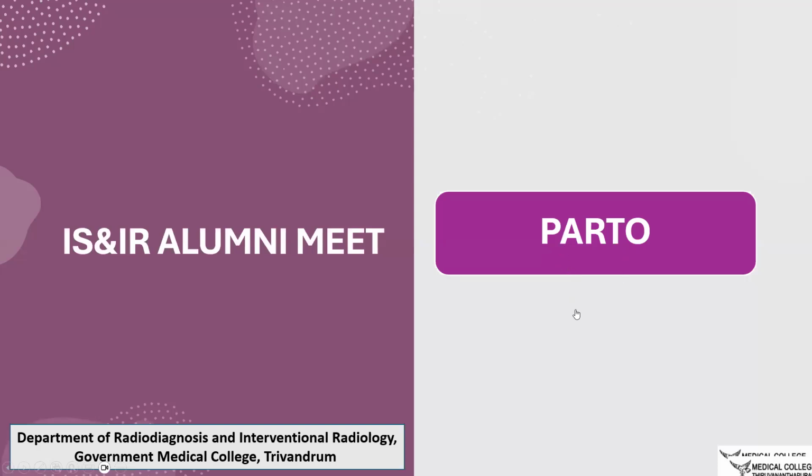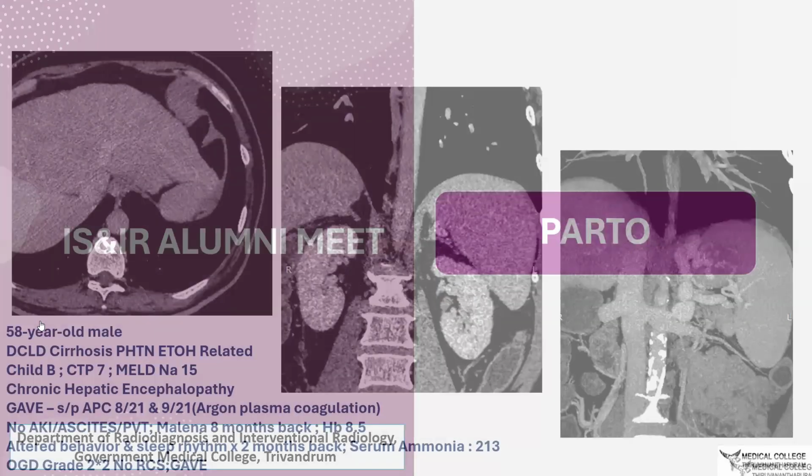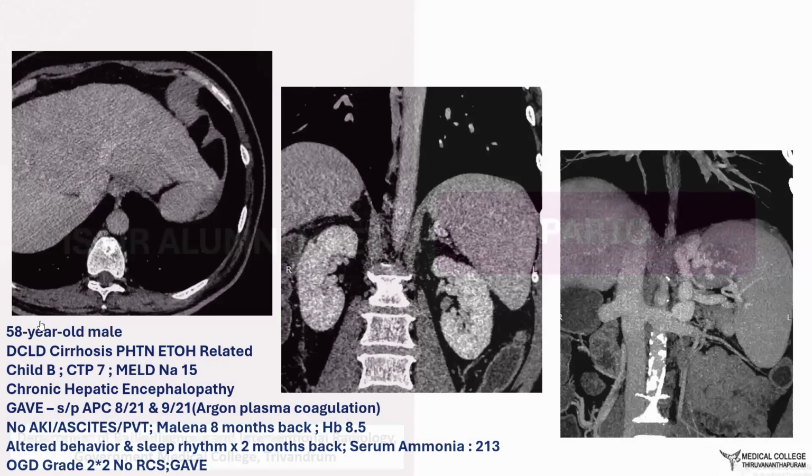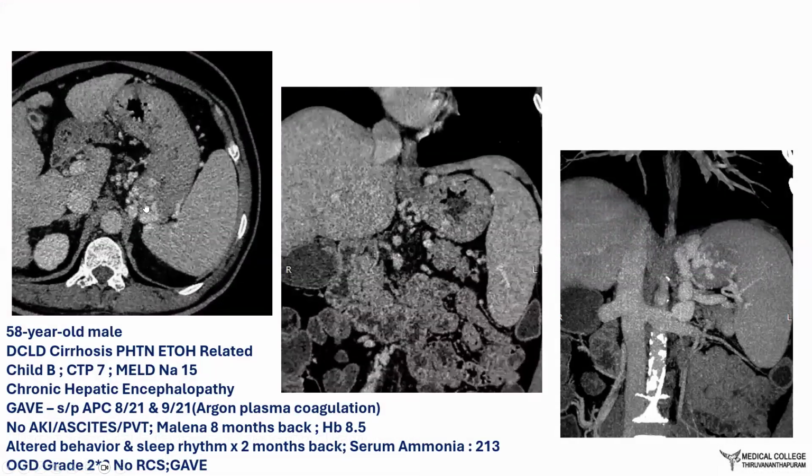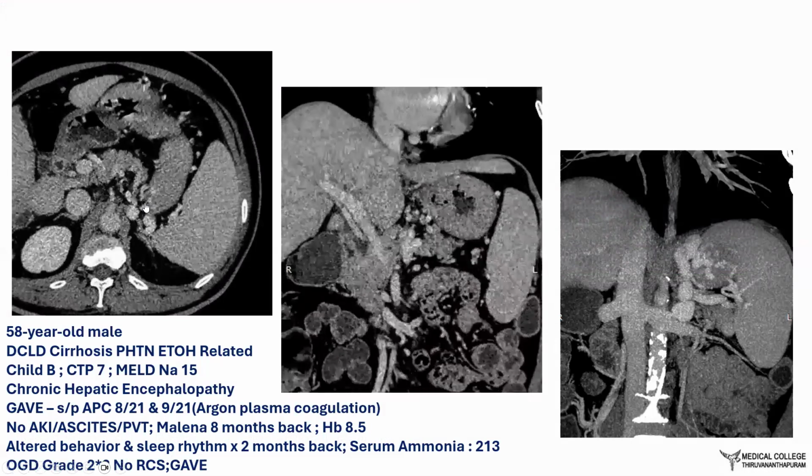Now I'll take you through a case of a PARTO. So quickly I'll run you down through the rest of the cases also. So this is a 58-year-old male, cirrhosis DCLD. Patient had multiple episodes of bleed.